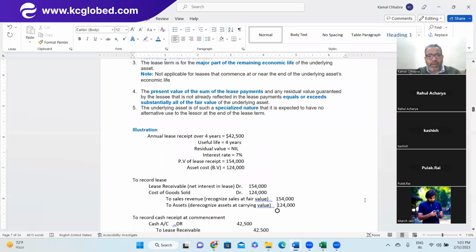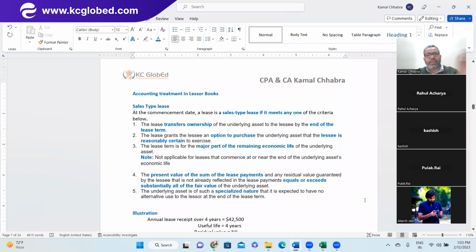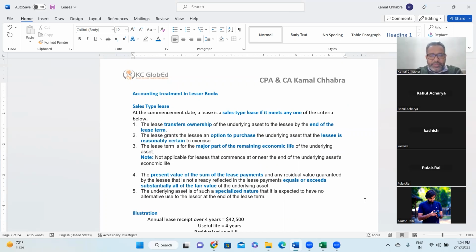Now, we'll be starting the accounting treatment in the books of Lessor. In the books of Lessor, there are three categories of lease which can be accounted for. First one is sales type lease, second is direct finance lease, and third is operating lease. Firstly, we need to check whether that lease is a sales type lease or not. If it is a sales type lease, then we need to do the accounting as per the sales type lease, right?